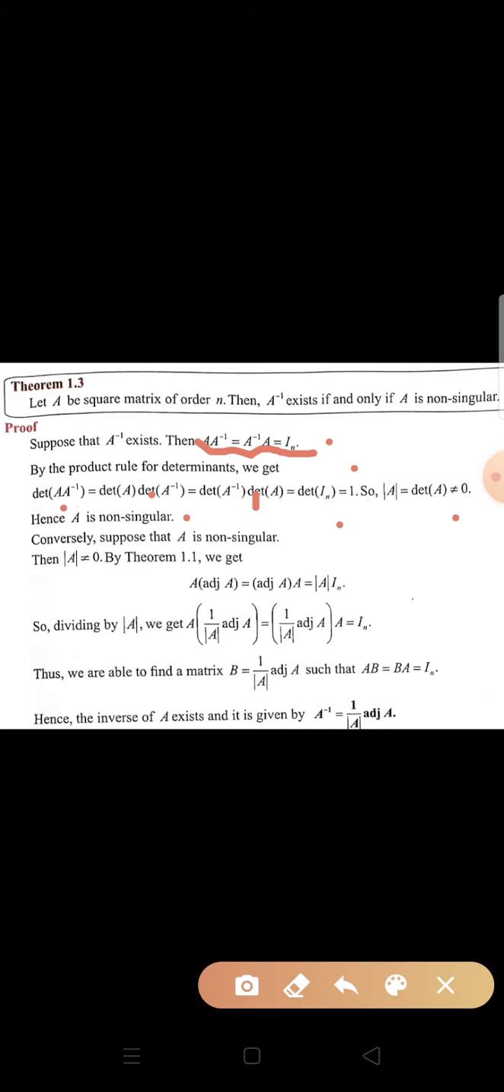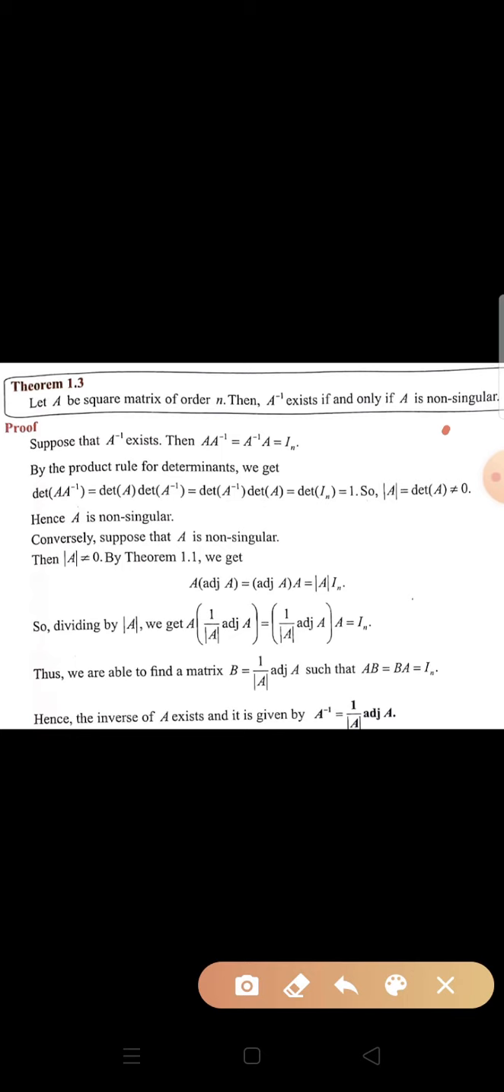Hence A is non-singular. Once again I repeat it. Determinant A into determinant A inverse, determinant A inverse into determinant A, determinant In is equal to 1. So the answer is determinant A not equal to 0. Hence A is non-singular. Next, the converse proof. First we took A inverse exists and proved A is non-singular.